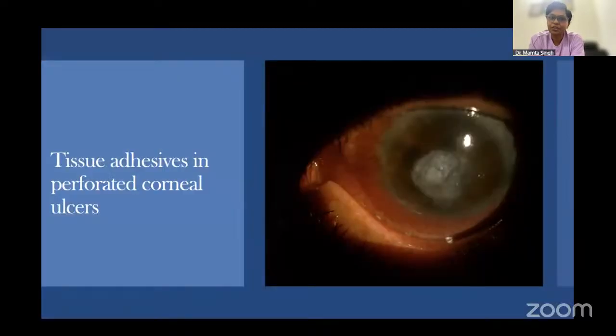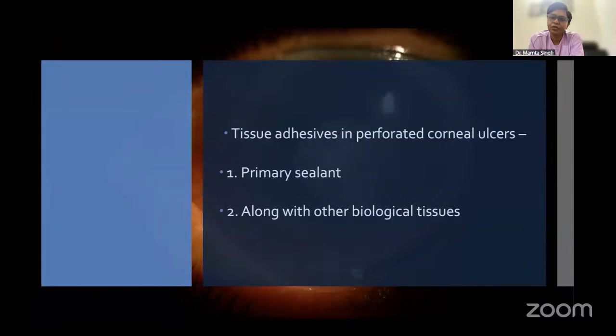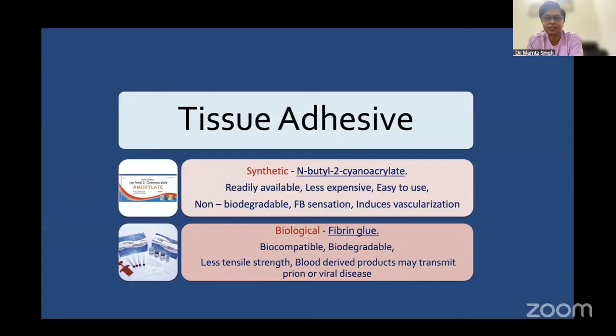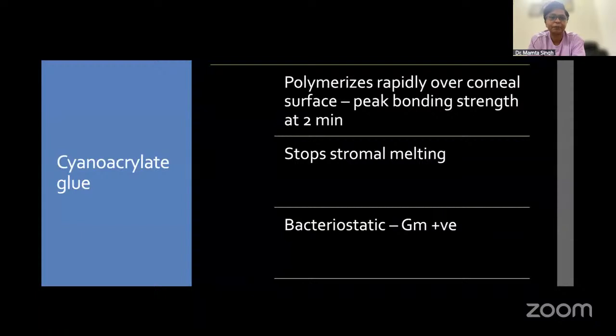Next is the use of tissue adhesive in perforated corneal ulcers. They can be used as a primary sealant, or they can be used along with other biological tissues. What is important here to consider is the size of perforation and what is the basic etiology there. We can use synthetic glue like cyanoacrylate, or we can use biological glue like fibrin glue.